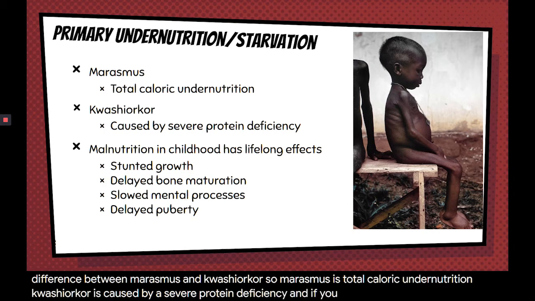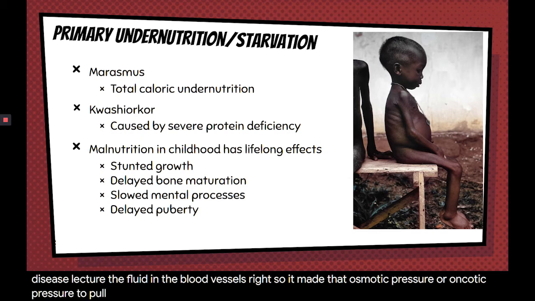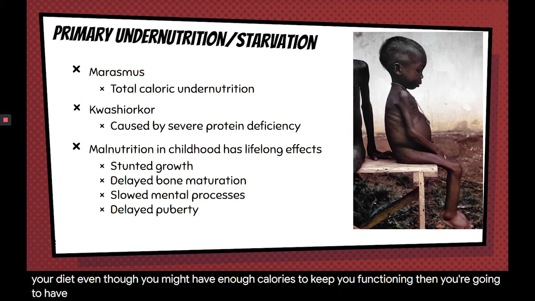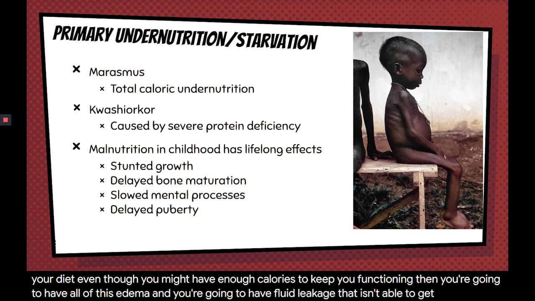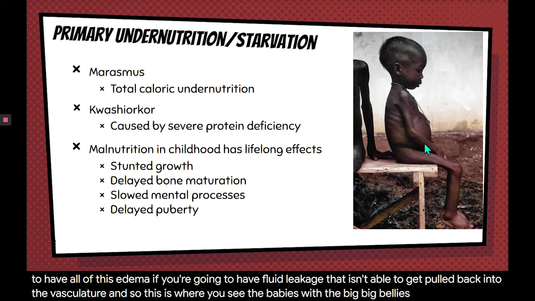And if you remember in the cardiovascular disease lecture, protein was one of those things that held the fluid in the blood vessels, right? So it made that osmotic pressure or oncotic pressure to pull water back into the venous system. And so if you don't have enough protein in your diet, even though you might have enough calories to keep you functioning, then you're going to have all of this edema. You're going to have fluid leakage that isn't able to get pulled back into the vasculature. And so this is where you see the babies with the big, big bellies, because this is fluid in their belly.